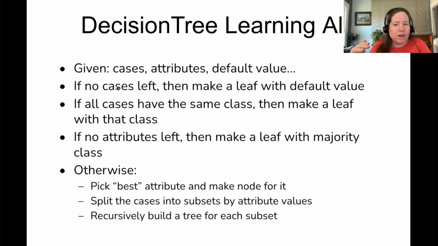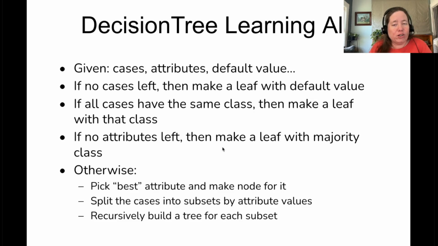All right, so this is one of our base cases in our recursive algorithm. If we have no cases left, we're going to build a leaf. Okay, what if we do have cases left, but they all have the same target value? They all have the same category. Well, then we don't need to go any further. We make a leaf node with that value in it. And we're done. So the search bottoms out at that point.